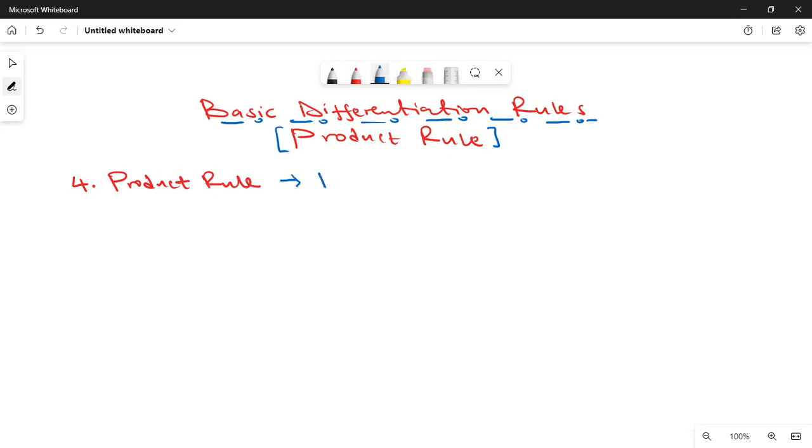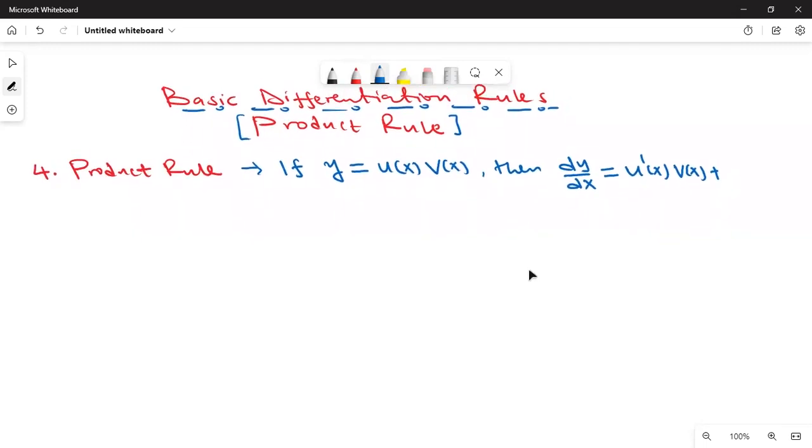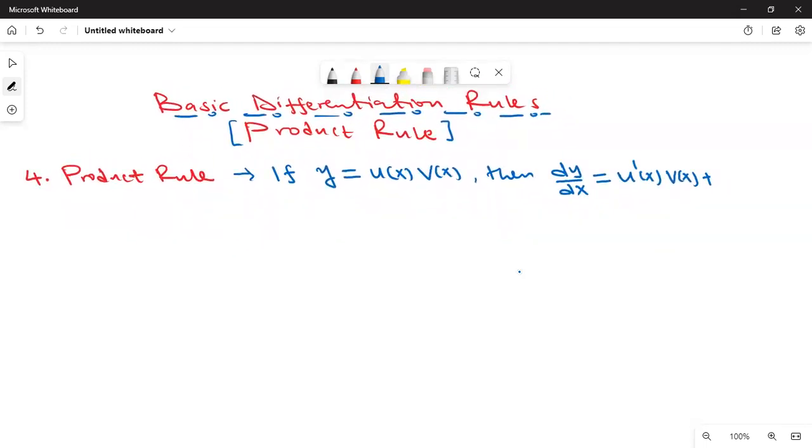It states that if y is equal to u of x times v of x, then dy dx will be equal to u prime of x times v of x, plus u of x times v prime of x. So this is the product rule.